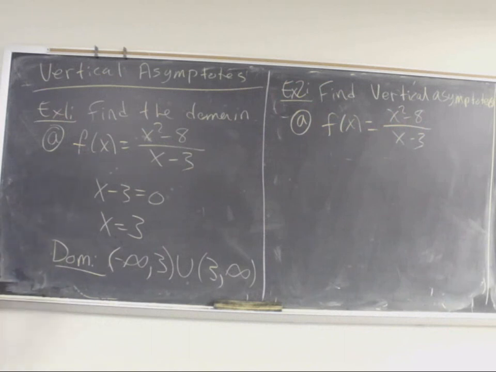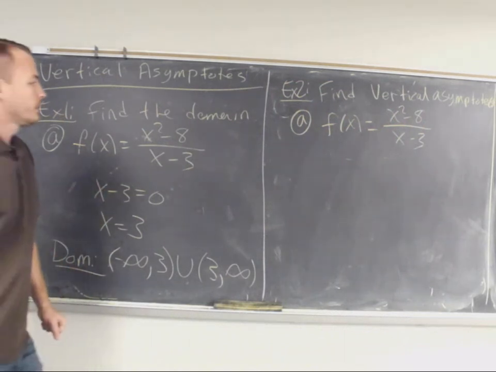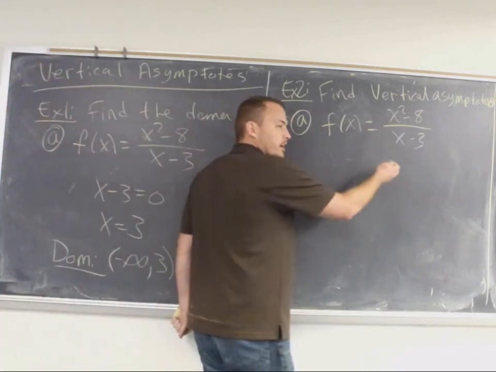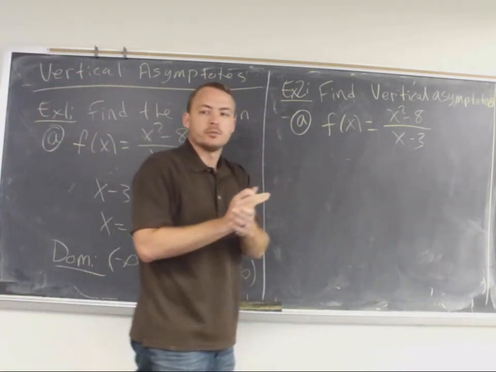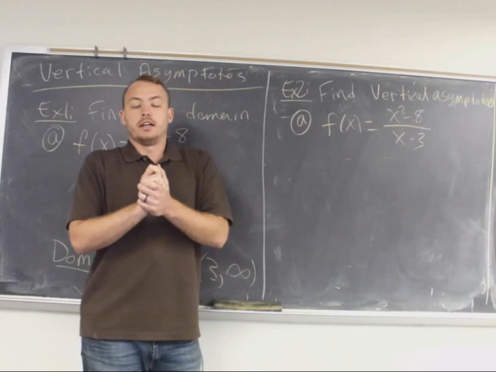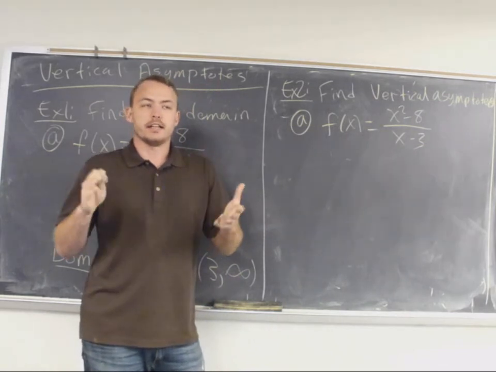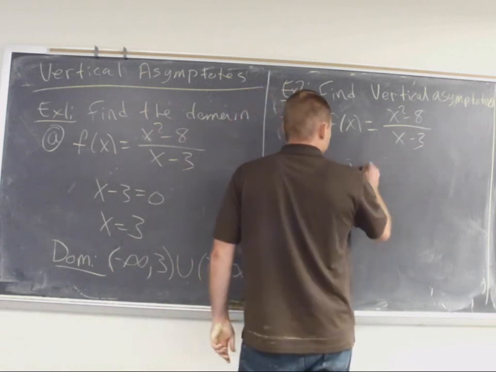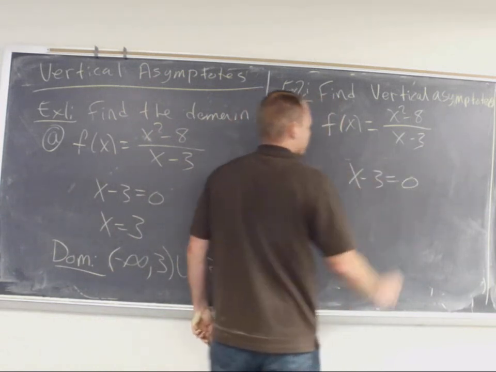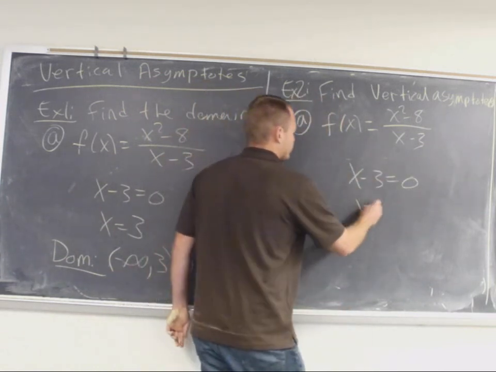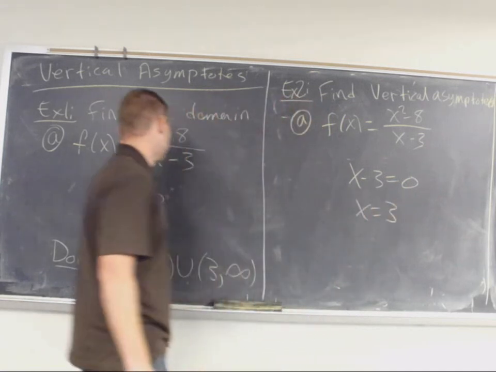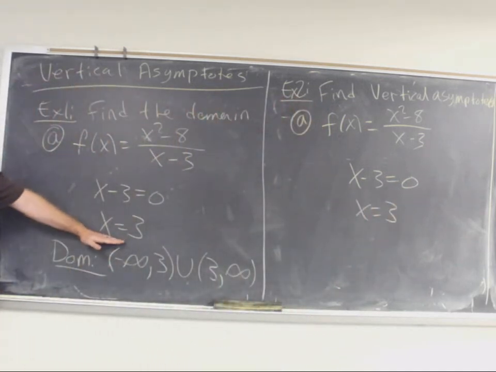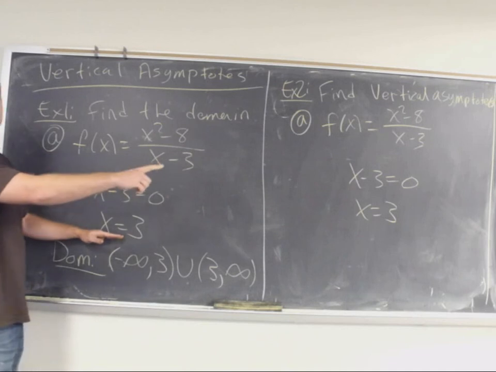So it starts out exactly the same way as over here when we found the domain. All right, so we set the denominator equal to 0. So just relate the two. Domain and vertical asymptote, they start the same way, that everything's worked almost the exact same way except the very last step. So you set the bottom equal to 0, solve for x equals 3. So we're at the same step here and over there.